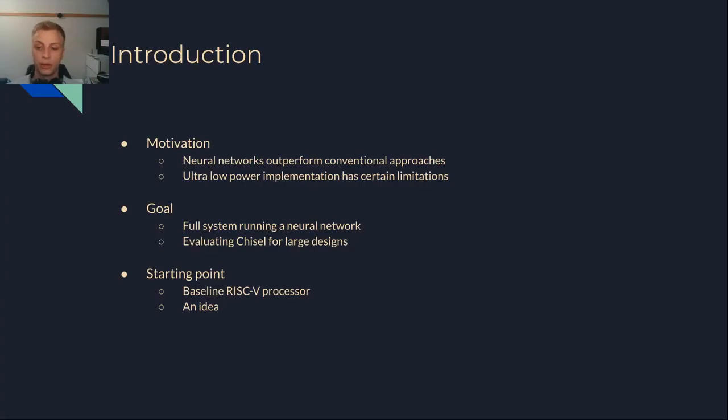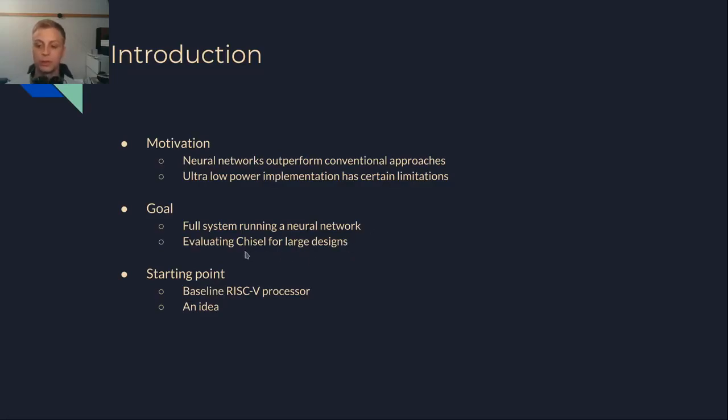However, ultra-low power implementations, which is for instance a hearing aid, have certain limitations for this. You don't have as much space, and you are very power constrained on it. So these things need to be taken into consideration. The goal was to have a full system running a neural network. The exact neural network wasn't that important, just showing a system that can run a neural network. Because if we can run a neural network, we should be able to run more neural networks.